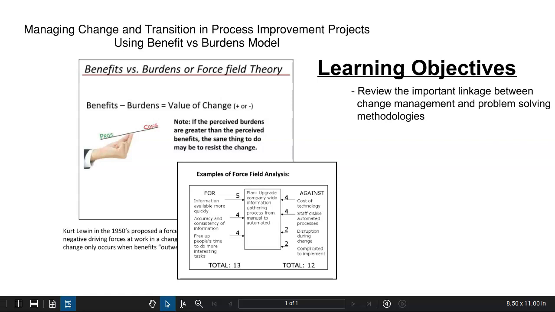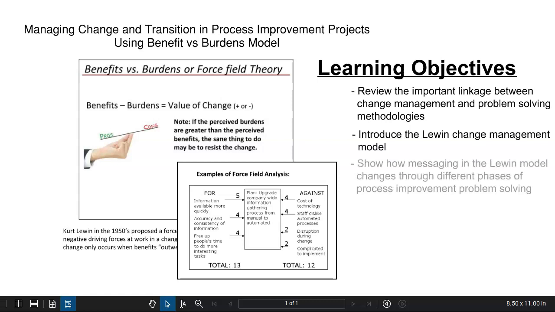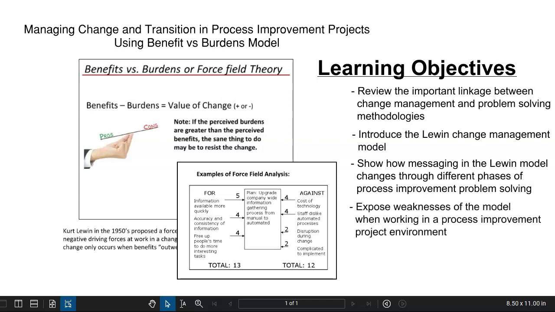We'll then introduce the Lewin model, sometimes called the benefits versus burdens model or the force field model for change management. We'll then show how your messaging and communication changes throughout the lifespan of a DMAIC-based project when you're using the Lewin model. And finally, we'll wrap things up by exposing a key weakness that the model has when it's used on process improvement project work.